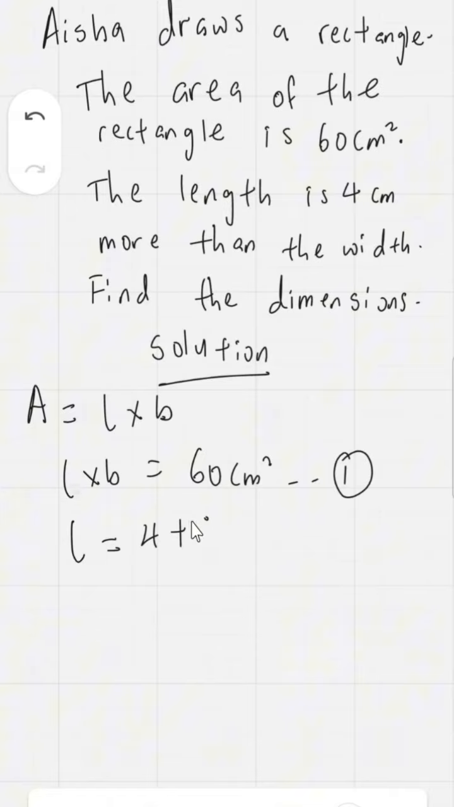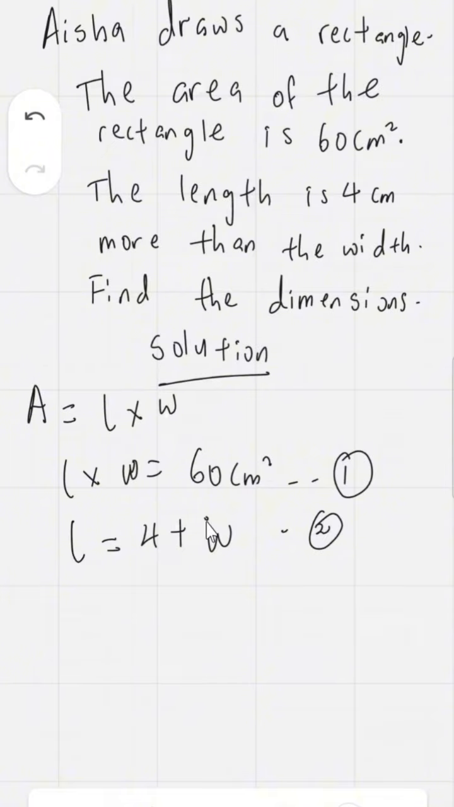Either you call it width or you call it breadth. So since they use width in the question, let's change it to width. Width or breadth is the same thing. Okay, so let's say width. Now this is equation 2. Now already we have L in equation 1 and we have L now as equation 2.